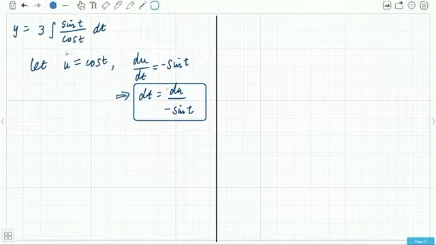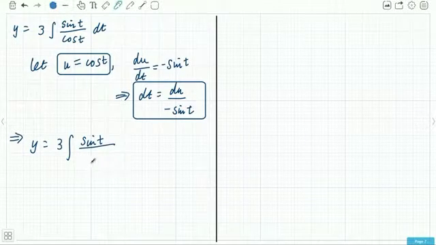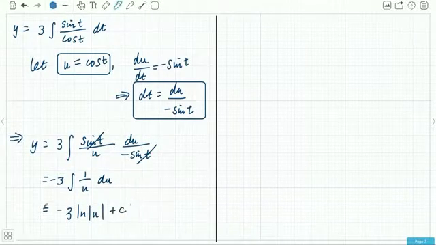The two equations in the boxes are the ones we use for our substitutions now. So we now have y equals 3 times the integral of sine t over cos t, which is now u, and the dt is now du over negative sine t. So we can cross those out. We end up with 3 times the integral of 1 over u du, and the negative underneath, I'm going to bring that out the front. So we have negative 3, integral of 1 over u, which is log u, plus c.